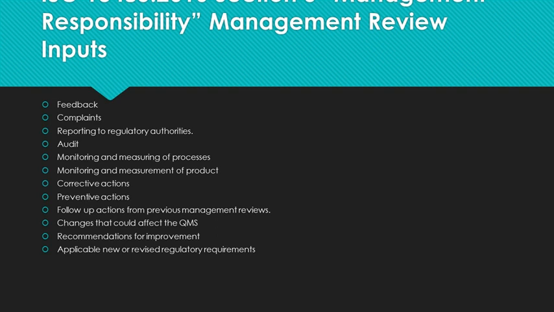Recommendations for improvement is a place where all of management makes suggestions on how to best apply resources to improve the quality management system. And finally, the last topic that you cover in the input to the management review is applicable new or revised regulatory requirements. Now, this is different from reporting to regulatory agencies because it's what's coming down from the people that regulate you.